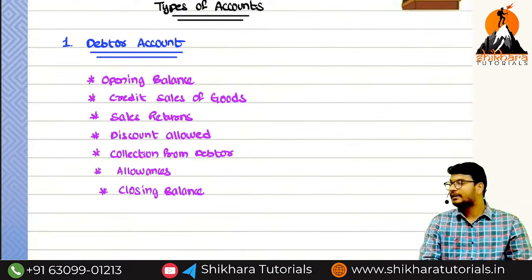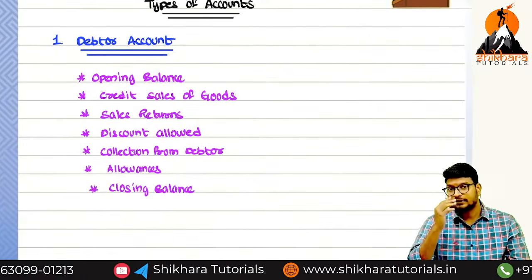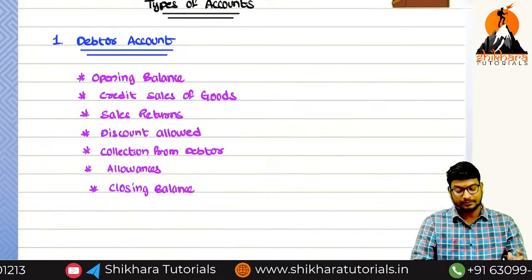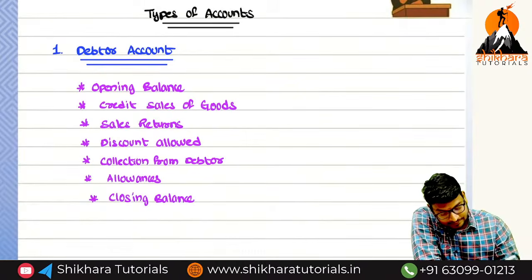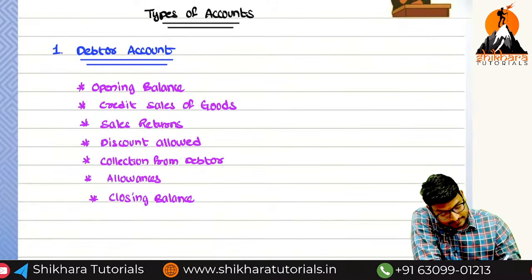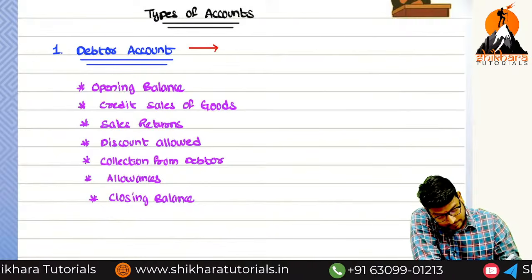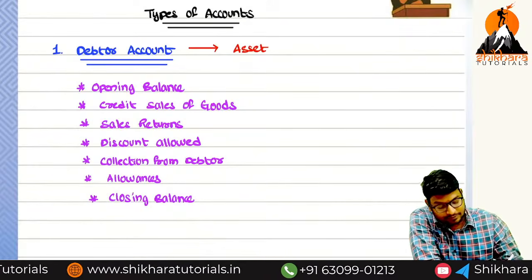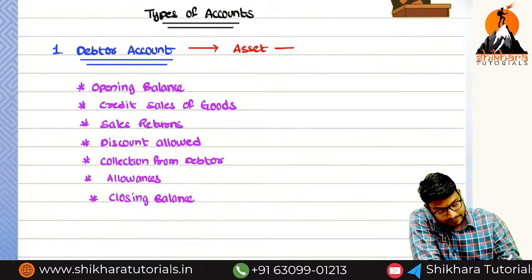So these transactions will come in which account? Debtor account. Which side they are going to get, we have to decide one by one. Simply remember one thing: is a debtor an asset or a liability? Debtor is an asset. An asset will have which balance? An asset is going to have the debit balance.